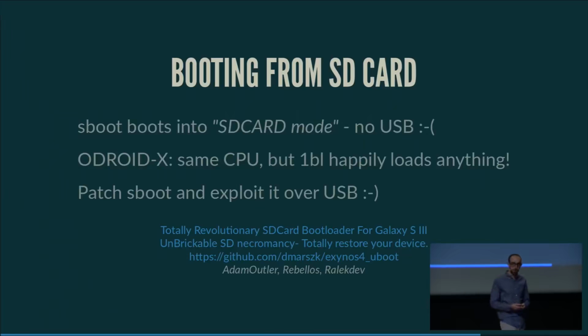But apparently some people over a forum, the nicknames are Adam Outler, Rebellos, and RaddeV, they found out that there's a development board called Odroidx, which uses exactly the same CPU, so it's the same bootrom, which uses the same signature, but it uses a different first bootloader, which doesn't do any signature checks at all. So if you take this first bootloader and append to it a patch test boot, it will jump into this patch test boot. And then you can just exploit it and run your code.